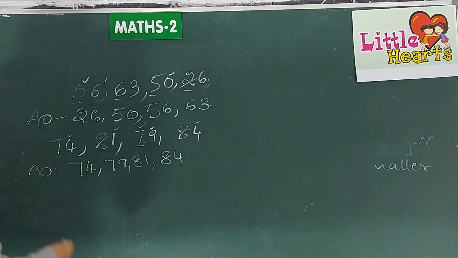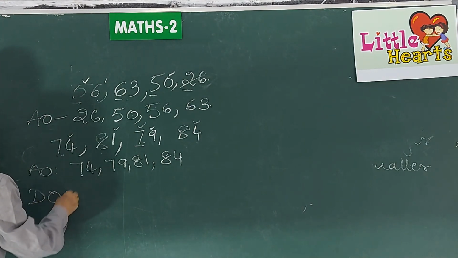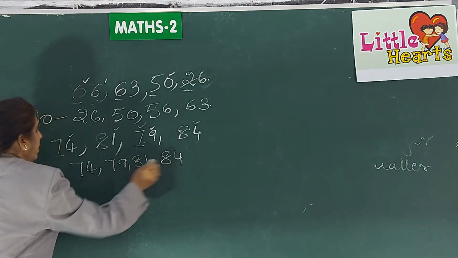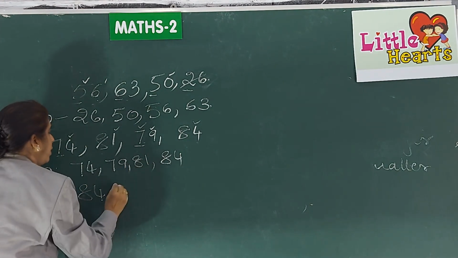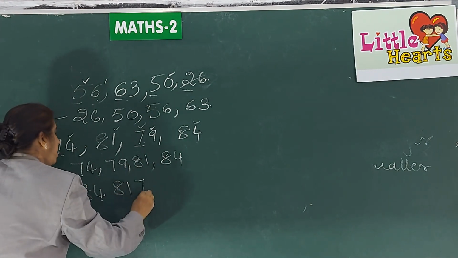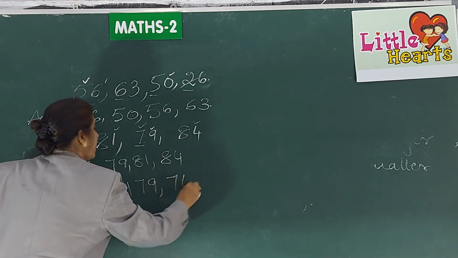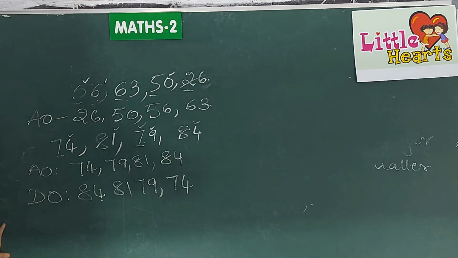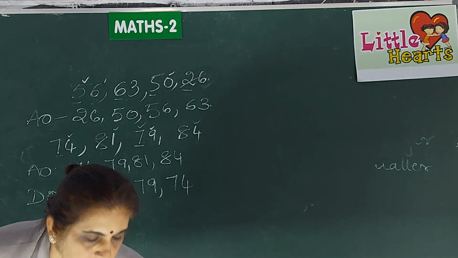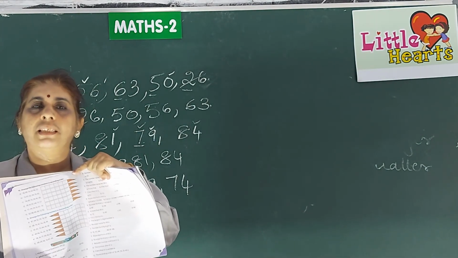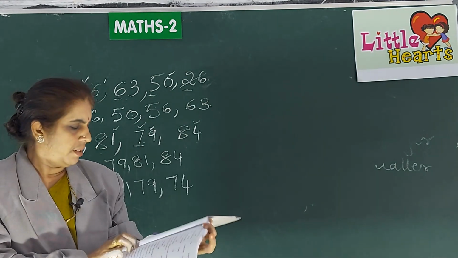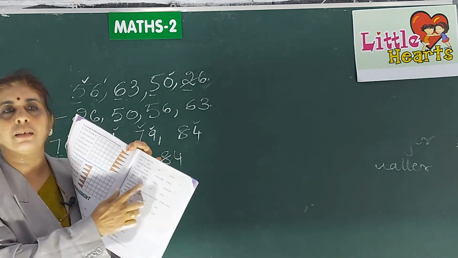Now this also can be arranged in descending order. The biggest number is 84 here. 84, next comes 81, 79 and 74. The exercise is given in page number 11. Complete the exercise and follow the worksheet given at the back of the Unit 1.